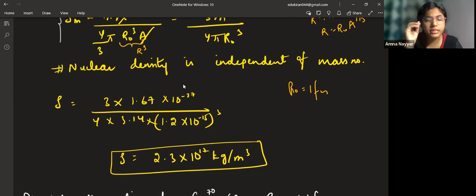So in this value you do not have any mass number, you do not have any atomic number present, you do not have the radius present. If you are having such values, it means your density is totally independent of the mass number. Whatever is the size, whatever is the atomic number, whatever is the mass number, it is completely independent of these. So the value of density that finally comes is 2.3 into 10 to the power 17 kg per meter cube. You have to remember this value because it can be asked to you, and one question I'll show you.